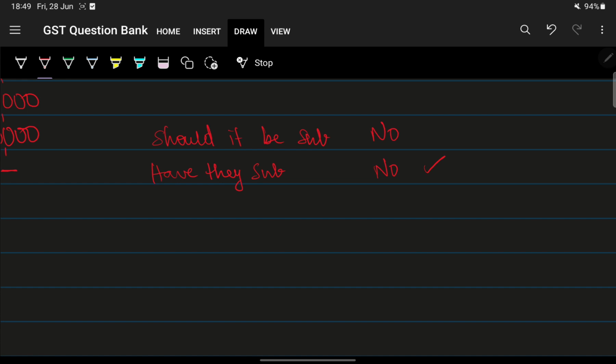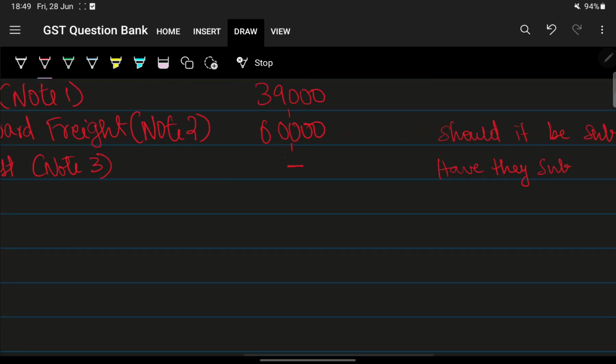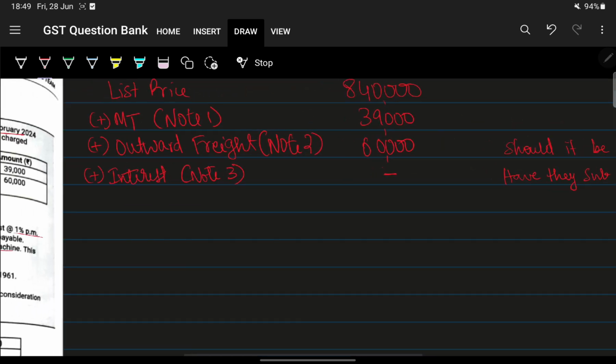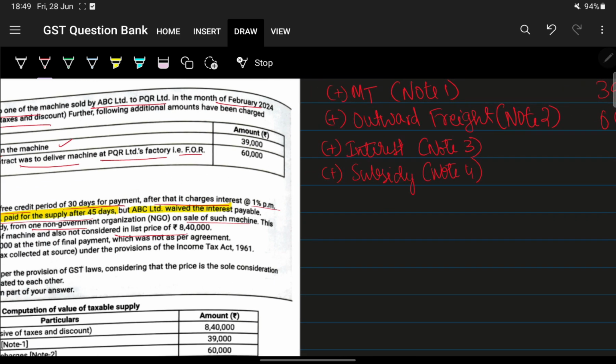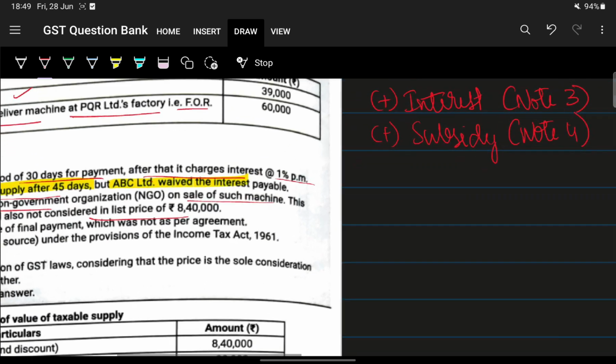Meaning what they have done is correct. So what do we do with that adjustment? We have to ignore it. Not every adjustment requires you to add it to the value of supply, right? So here again we will add one more, plus or minus subsidy, and then we'll put note 4, or rather we don't have to do this, we can just add it in the notes itself. And then we'll just put another dash, meaning we are ignoring it, we're not adding it, we're not subtracting it. Okay, next.